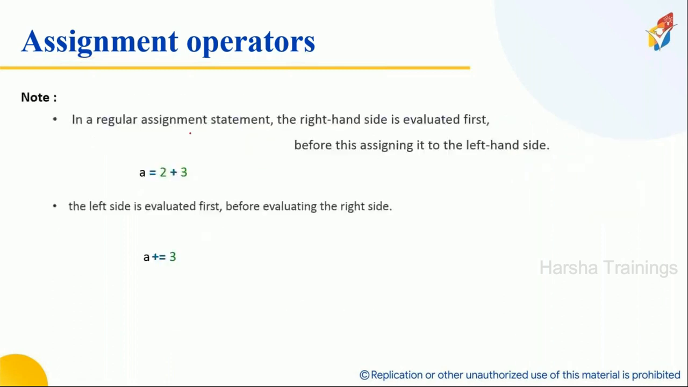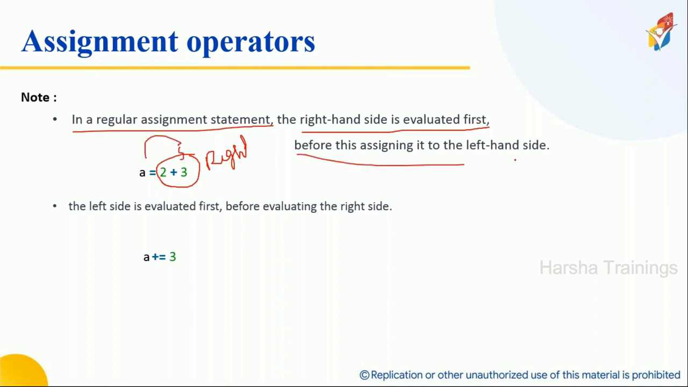Now look here. Normally, how are these operations executed in regular assignment statements? The right hand side value will be evaluated first. Whenever you use the equal to operator, first of all, the right side expression will be evaluated. 2 plus 3 will be 5. The 5 will be assigned to A, before assigning the value to the left hand side. This is rule number 1.